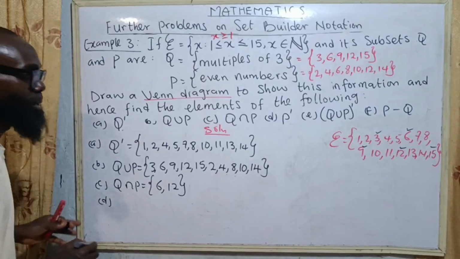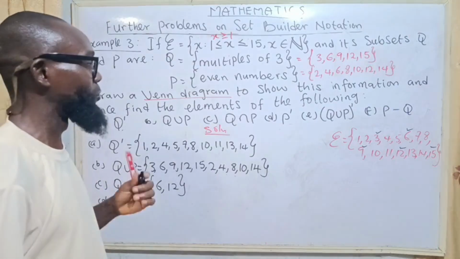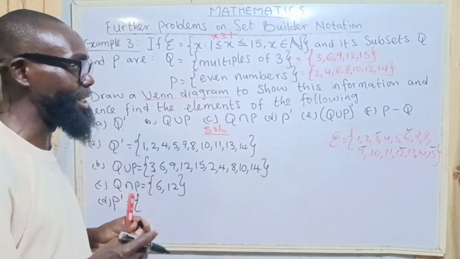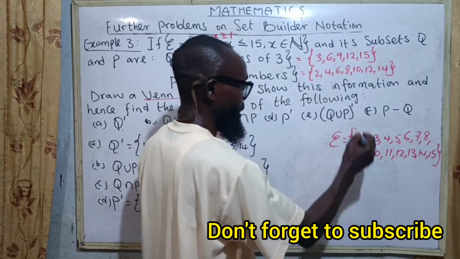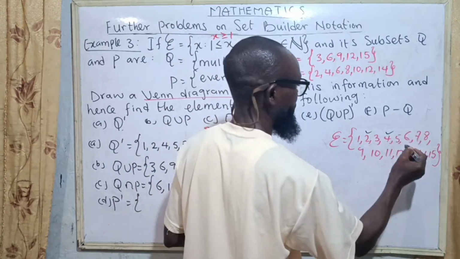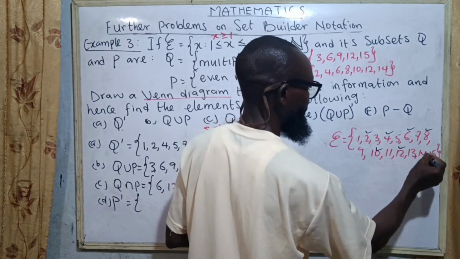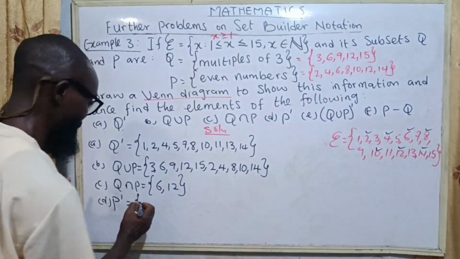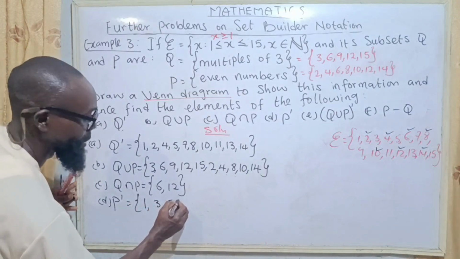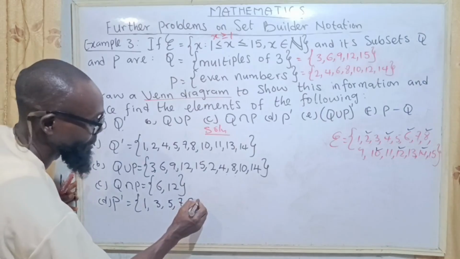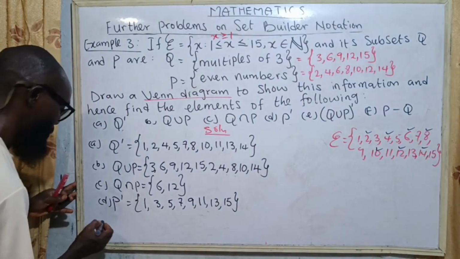Question D. P complements. That is, taking away P from the universal set, the remaining ones are the P complements. So let us remove this P. Remove 2, 4, 6, 8, 10, 12, and 14. So let's write the remaining ones. We have 1, 3, 5, 7, 9, 11, 13, and 15.